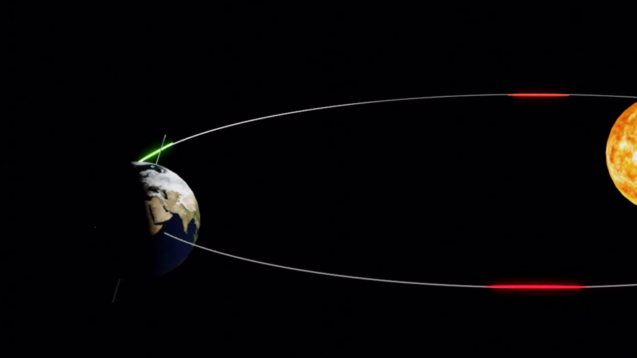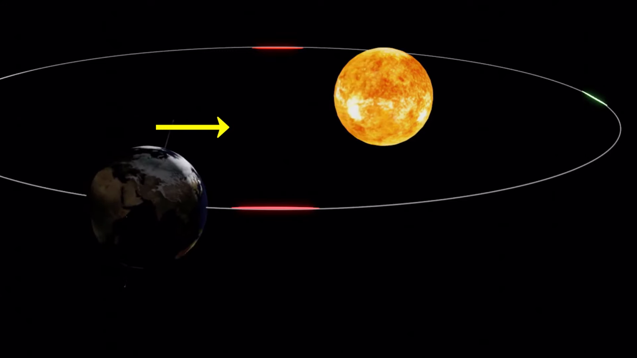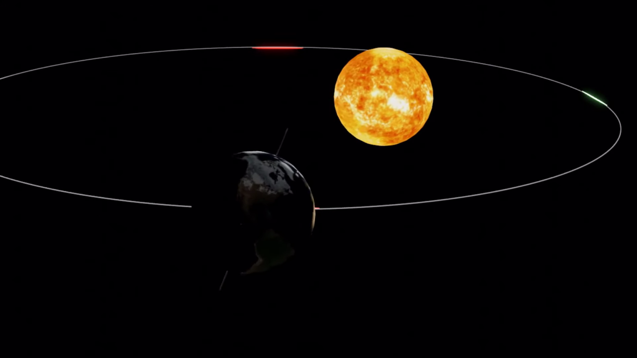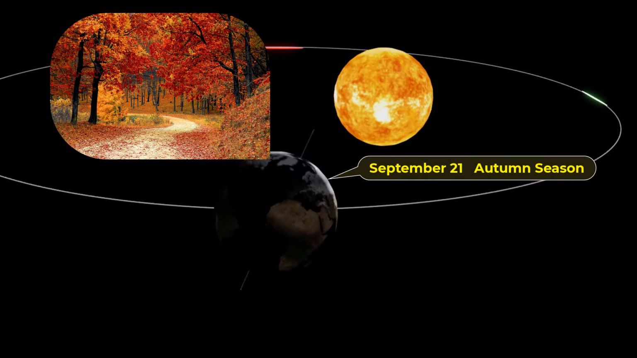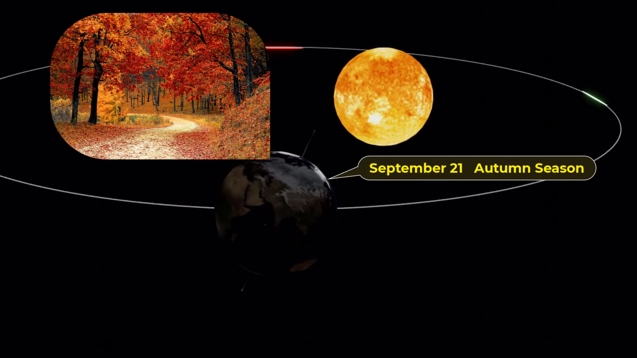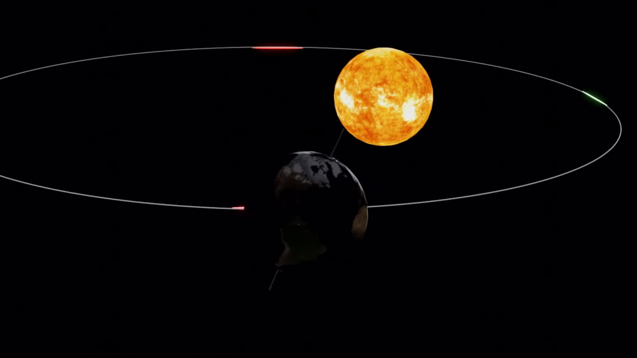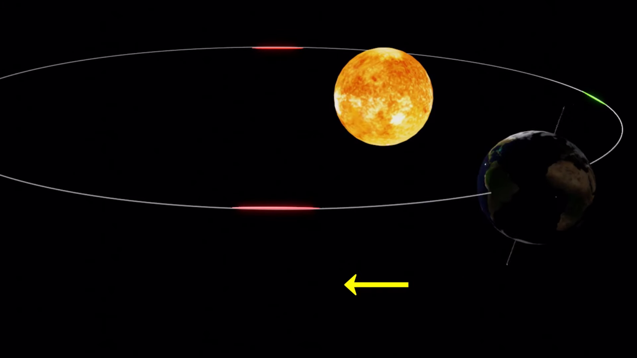As the Earth continues on its orbit, the northern hemisphere begins to tilt away from the Sun, resulting in shorter days and cooler temperatures. This is the time when flowers and trees begin to shed their leaves, marking the start of the autumn season. At the same time, the southern hemisphere begins to tilt towards the Sun, resulting in the spring season.